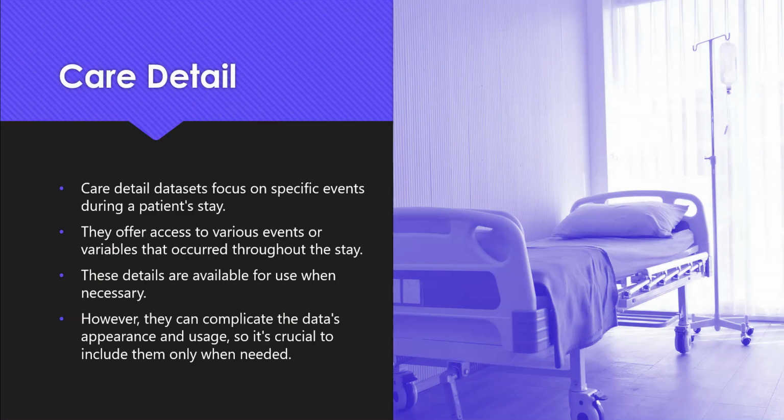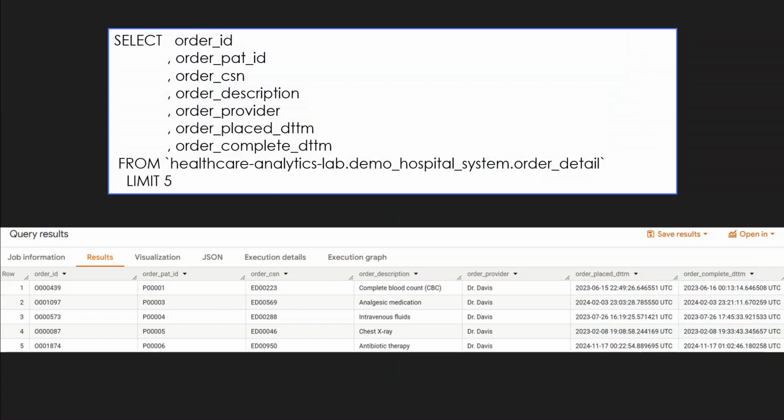Next, let's talk about care detail. These are data sets focused on specific events, types, activity, work that's done during the patient stay. They're often there for the ability to see what happened over time. These details are available for use just when necessary, not always. So we keep the summary record simple and with the core elements that we need, but when the next question comes, we can go to one of these detailed questions.